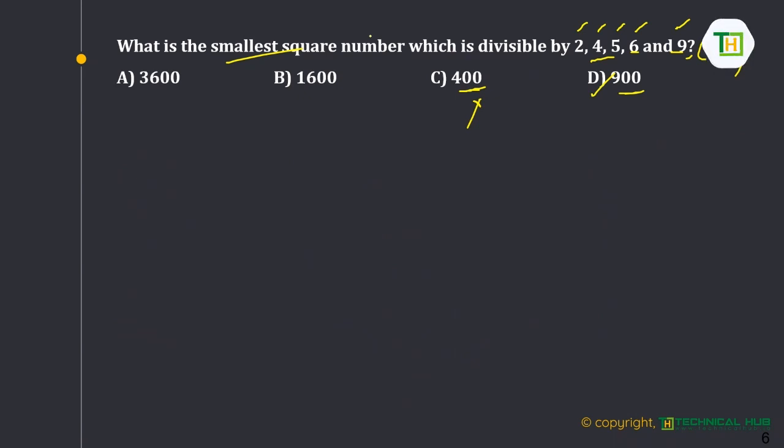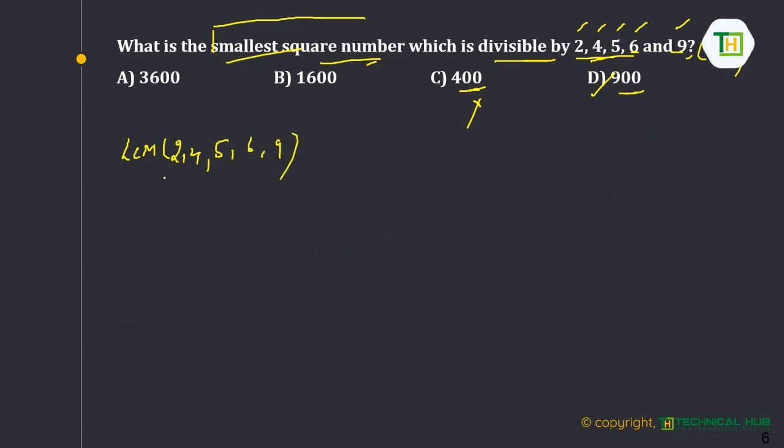So how can you do this? What is the procedure? Forget about the square for now. What is the least number which is divisible by 2, 4, 5, 6? Simply take the LCM of the given numbers. Divisible by means LCM application only. So the numbers are 2, 4, 5, 6, and 9.